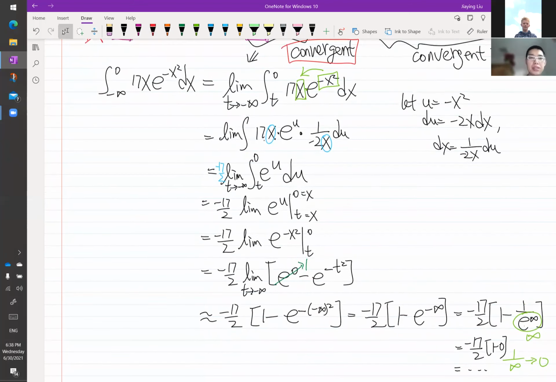And then the next step is you take the other integral. You follow the same steps, 0 to infinity, 17x e to the negative x squared dx. And you're going to try to do the same thing. If you end up with a finite value when you take the limit at the end, that's a good sign. That means the second integral is also convergent. Then you can take the two values, put them together to find the value for the integral that's given from negative infinity to positive infinity.